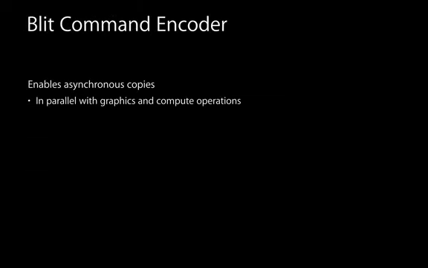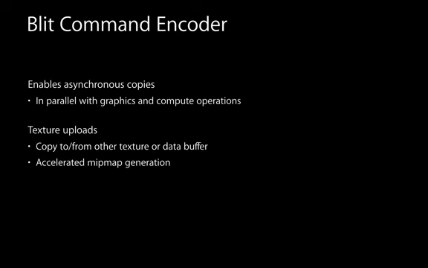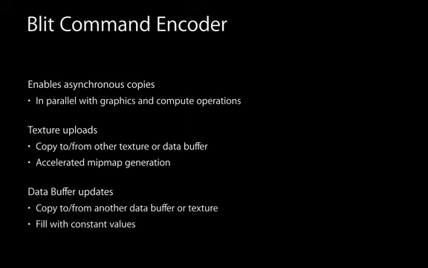And that brings us to our last command encoder, the BLIT command encoder. And this is what you're going to use for asynchronous data copies between resources on the GPU. And this can happen in parallel with your compute and your graphics operations. You can use this to upload textures, to copy data between textures and buffers, or to generate your mipmaps. You can also update the data buffers themselves, again, copying to and from textures or other buffers, and you can actually fill the buffers themselves with a constant value using the BLIT command encoder.